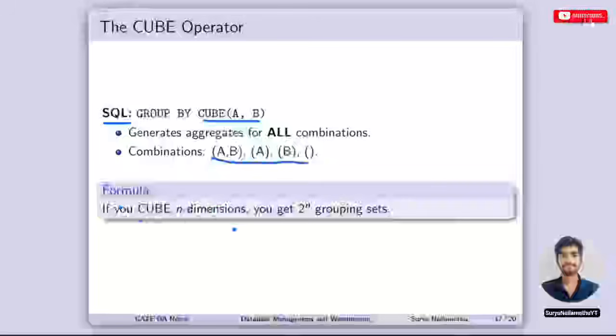Next, the formula for the cube operator of n dimensions is 2 power n grouping sets. So there is a direct question that will be asked: if a cube has n dimensions in SQL, then how many grouping sets will there be? The answer is 2 power n. So if it is given 2, then how many grouping sets will we have? 2 power 2, which means 4. That means there are 4 grouping sets available.